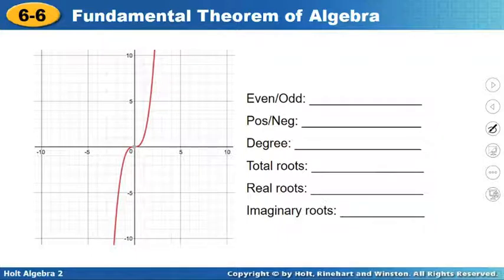So this function, even or odd? This one's definitely odd because, again, different directions. Now, this one's actually going to be very interesting. This is positive because it's down on the left and up on the right. Degree. Now, it doesn't really have that many curves. But if you remember, a linear function is just a straight line, so it's definitely not a linear function.